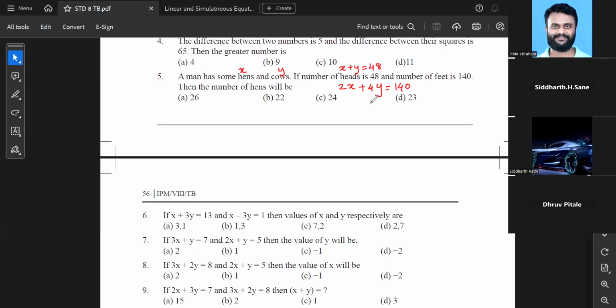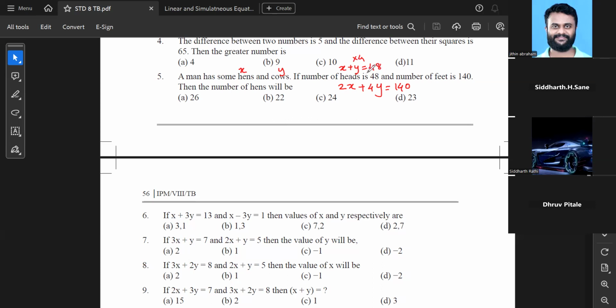Okay. So in this case, you'll have to find the value of hen, which means you'll have to find x. So x find करना है तो y को eliminate करो. Directly y को eliminate कर देते हैं. How do we eliminate y? We'll simply multiply the whole equation by 4. That will do the job for us.